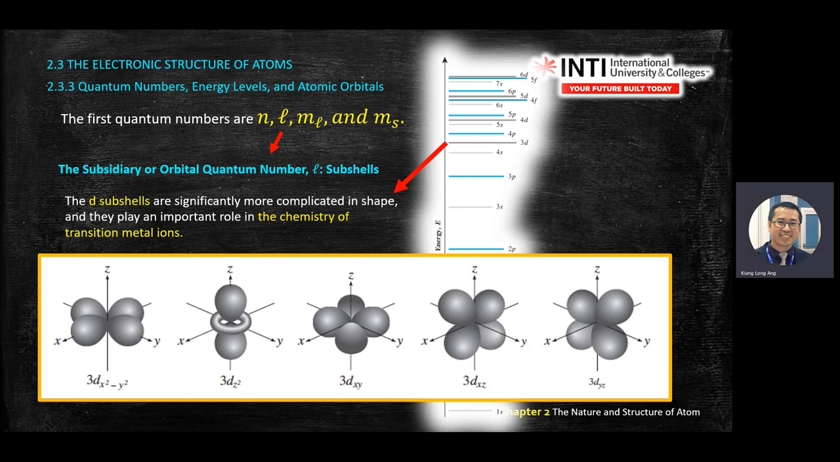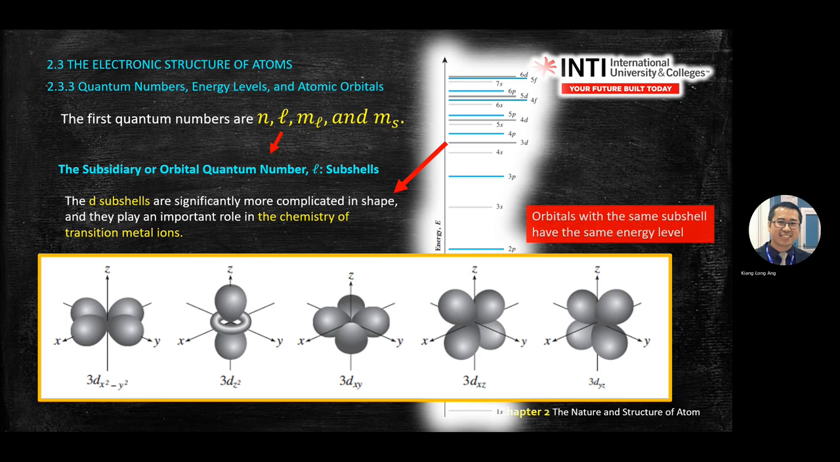They will be shown like this on the screen here. So the D subcell, they will have four balloons. If they are in the XY axis, it's a bit complex. So of course I won't test you on drawing the shape. But normally when we test you on the shape of the shell, I will only stop at P, because beyond P it will be very complex like this. But if the question comes, I will let you know to memorize the shape, then you need to study. But these are the shapes for the D subcell. It can be this way, this way, this way, this way, this way.